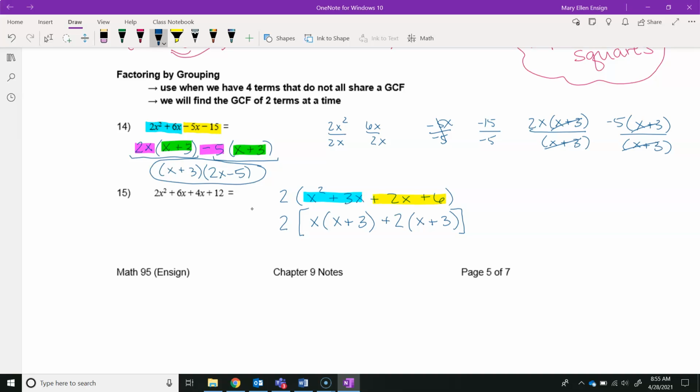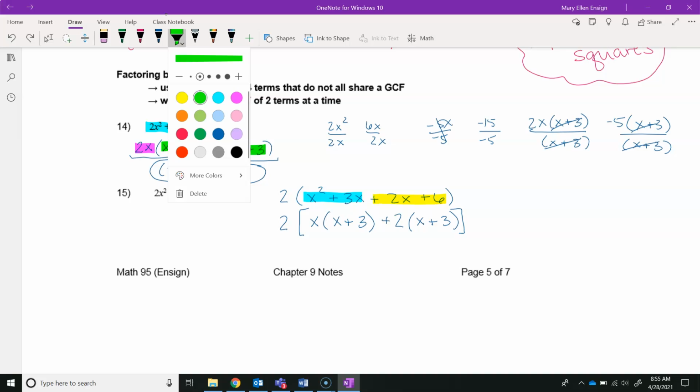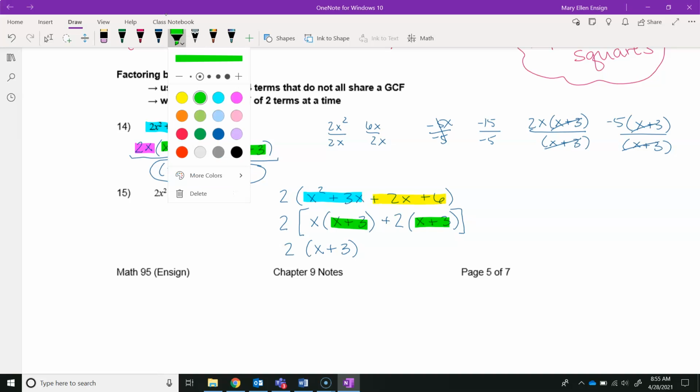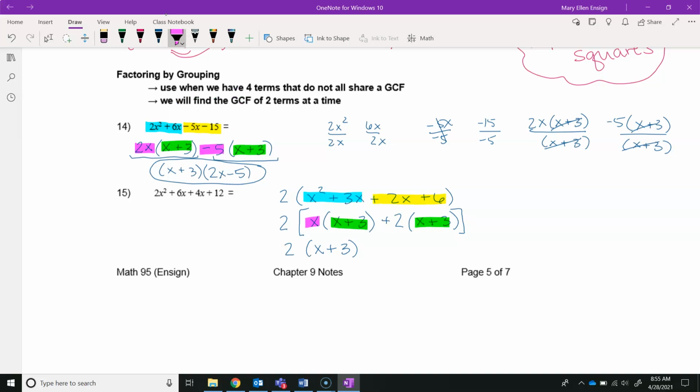Okay, now if I look in here again, I see that what's in parentheses is the same, right? So I have the same thing in parentheses here. That's going to be one of my factors. So I still have my 2. I have my x plus 3, and then whatever's outside those parentheses is what's going to go in the other factor, because if I have this first term here and I take out the x plus 3, what's left is x. If I have the second term here and I take out the x plus 3, what's left is 2. Okay, so there's my factored form.